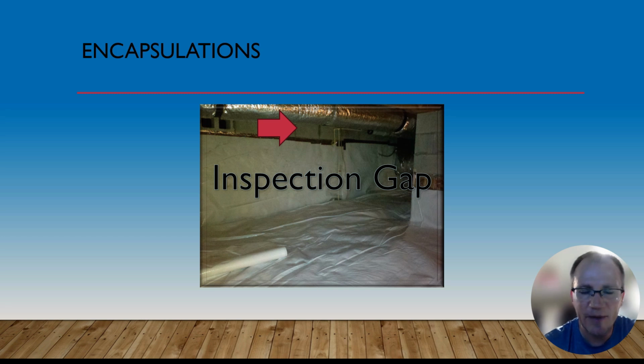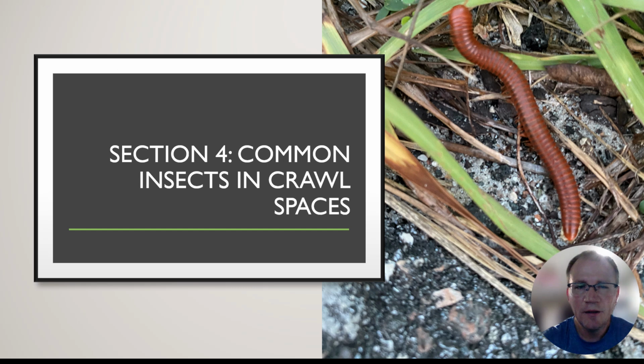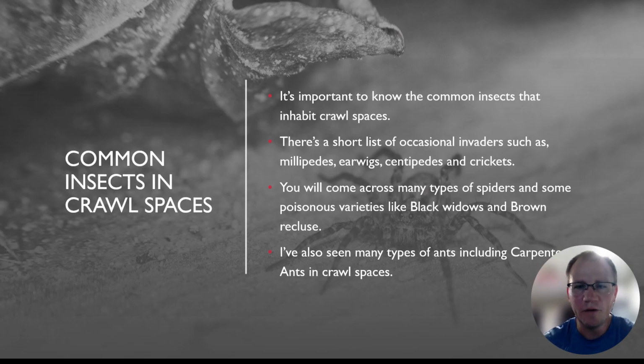So this inspection gap is really important to be able to do future inspections. Let's take a look at our final section, section 4, which is going to be common insects in crawl spaces. It's going to be important for you to know the common insects that inhabit crawl spaces. There's going to be a short list of occasional invaders such as millipedes, earwigs, centipedes, crickets, things like that.